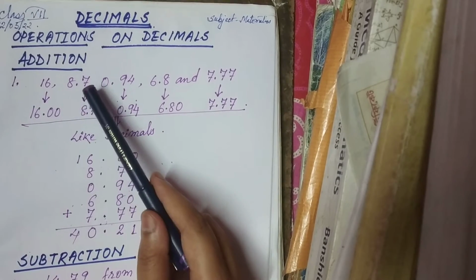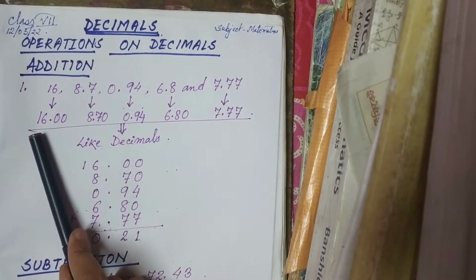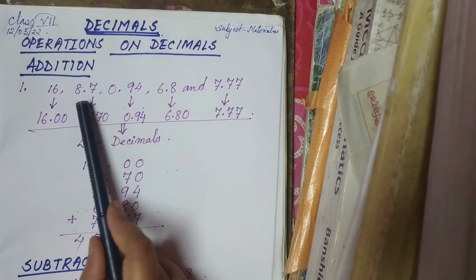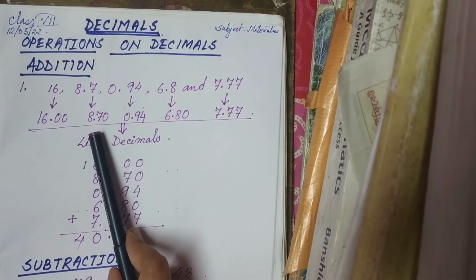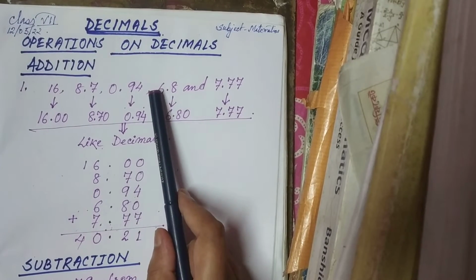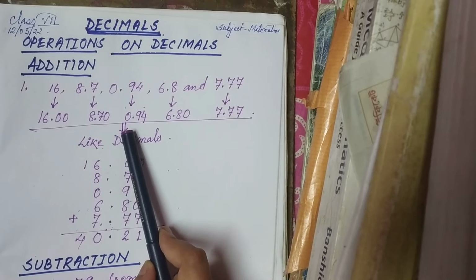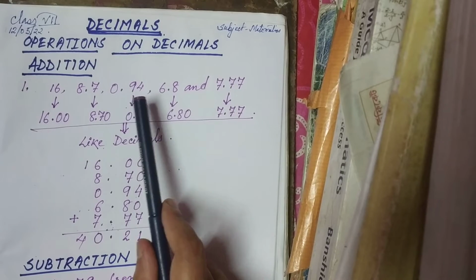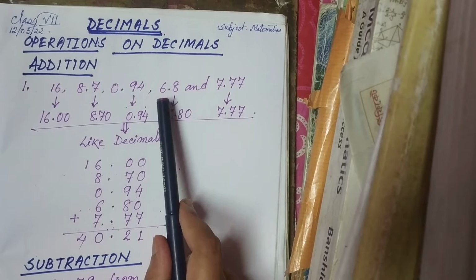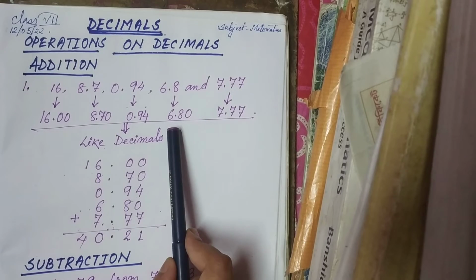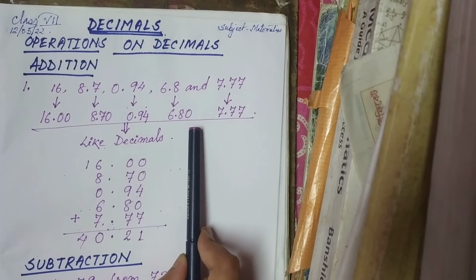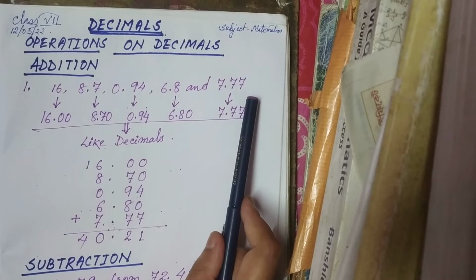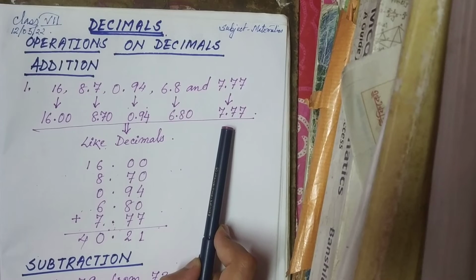See here, what I have done is I have written 16 as 16.00. In the same way, I have converted 8.7 to 8.70. Next, you can see here 0.94 will remain the same as it has two digits after the decimal. So I will never change it. The next one is 6.8. So I have converted it into 6.80. And the last one is 7.77, which already has two digits after the decimal. So it will also remain the same.